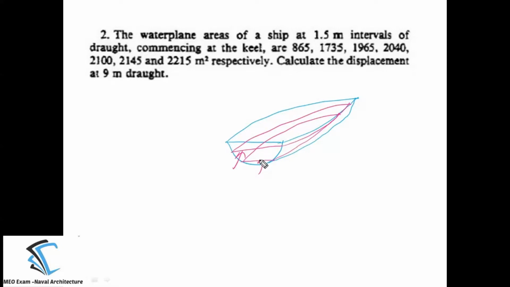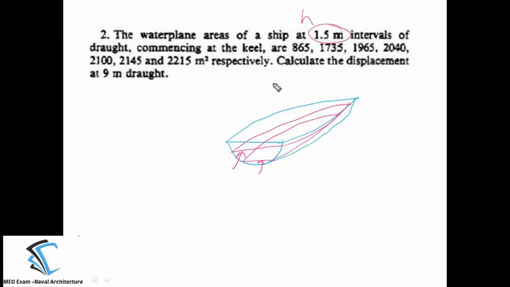But there might be chances that you have more water plane areas. So in this numerical they have given some water plane areas. Let's look at the question. The water plane area of the ship at 1.5 meter intervals. It means there are water plane areas and the gap, or spacing, between each consecutive water plane area is 1.5 meter.